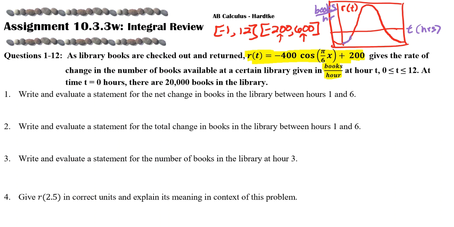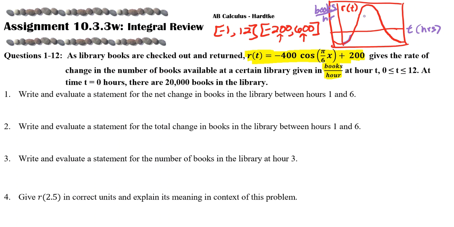You didn't have to make a graph, but it helps me to understand what's happening at first here, when the rate of change is negative, that means the rate of change of the number of books available in the library is negative. And then when the function r is positive, that's the rate of change in books per hour of the number of books available at the library. So sometimes more books are coming in, sometimes more books are going out.